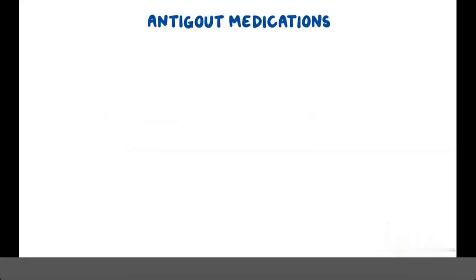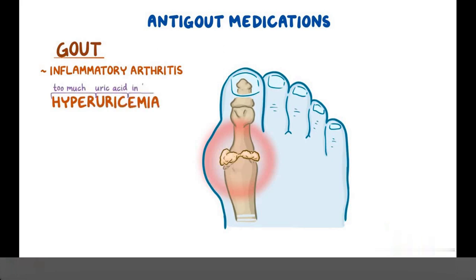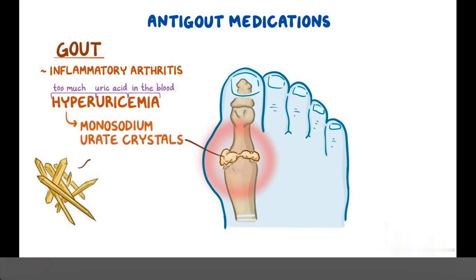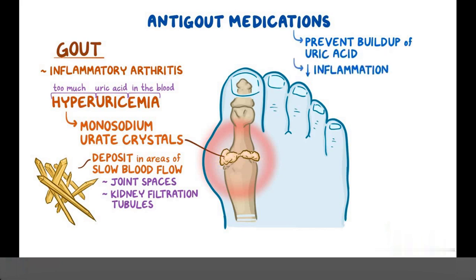Anti-gout medications, as their name implies, are medications used to treat gout, which is a form of inflammatory arthritis. The underlying cause of gout is hyperuricemia, which is too much uric acid in the blood, resulting in the formation of monosodium urate crystals. These sharp, needle-like crystals deposit in areas of slow blood flow, such as joint spaces or kidney filtration tubules. Anti-gout medications work by preventing the buildup of uric acid, or by reducing inflammation.